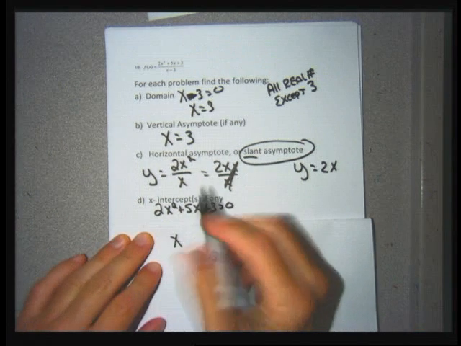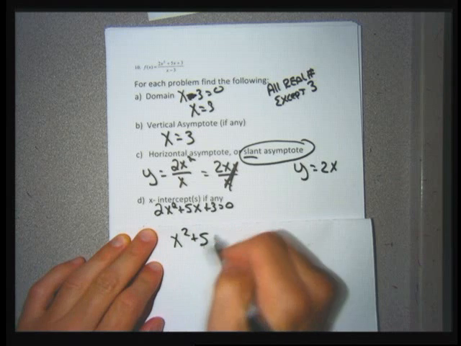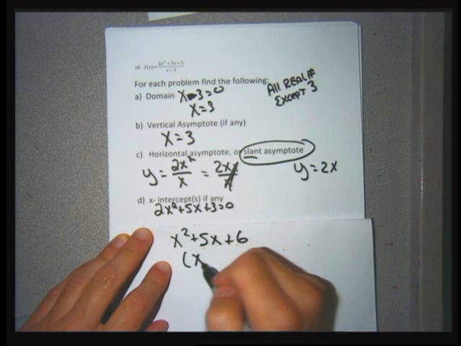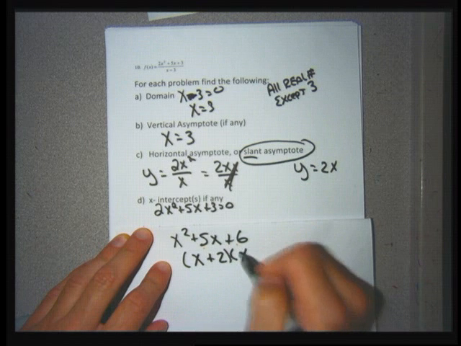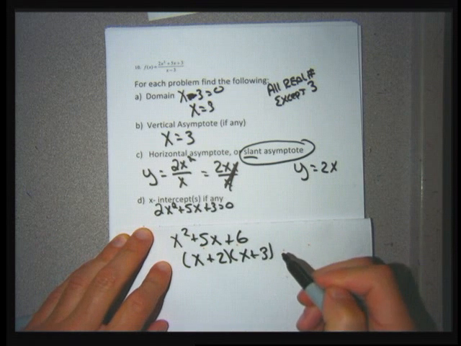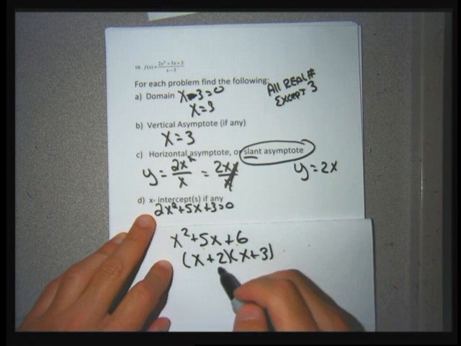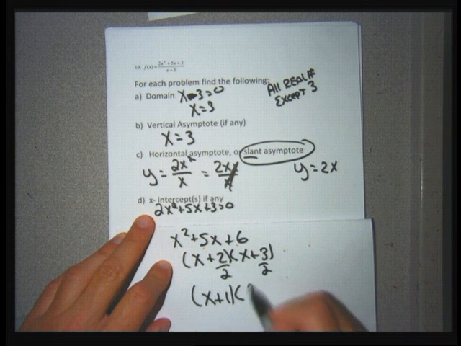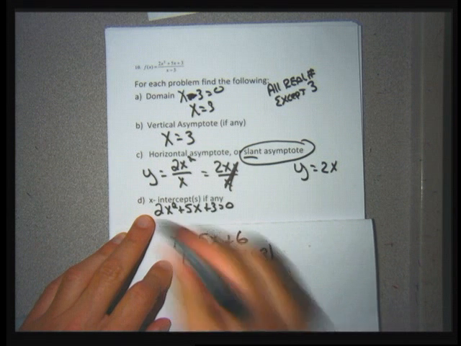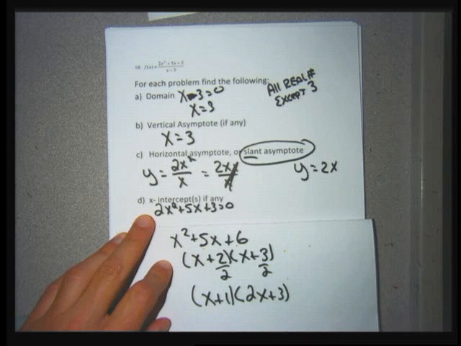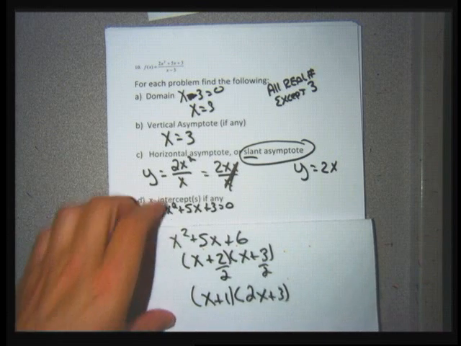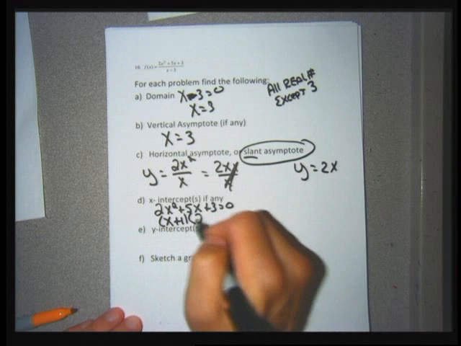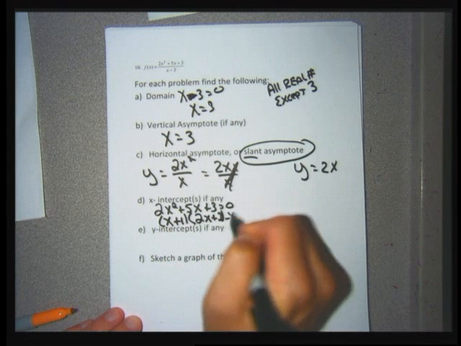I'm going to make this x squared plus 5x plus 6 by multiplying the 2 and the 3. I'll factor this into (x + 2)(x + 3) because I have to multiply to 6 and add to 5. I started off multiplying by 2, so I'm going to divide by 2. I'm going to get an x plus 1 and a 2x plus 3 for the factoring of 2x squared plus 5x plus 3. So this factors into (x + 1)(2x + 3) equal to 0.